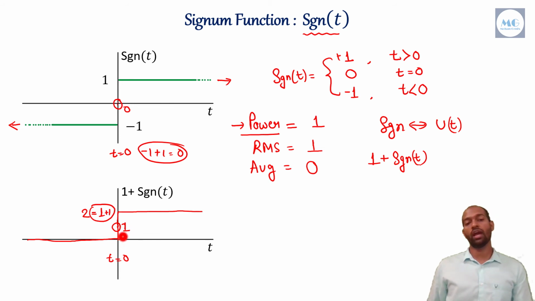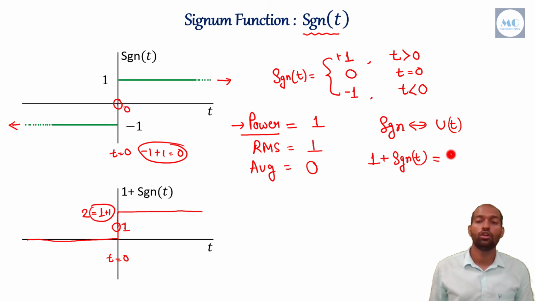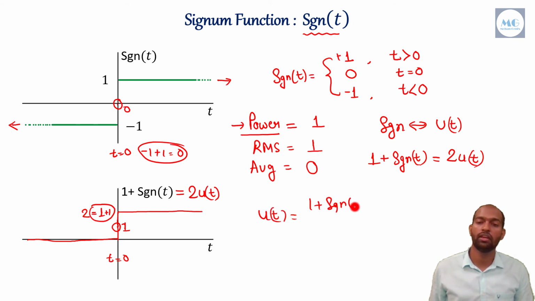So you can see this signal and relate it to the unit step signal. What is the unit step signal? Unit step signal's value is 1 for t greater than 0, while this one has value 2. So we can say that it is 2u(t). So 1 plus sgn(t) is equal to 2u(t). That's why u(t) will become (1 plus sgn(t)) by 2.